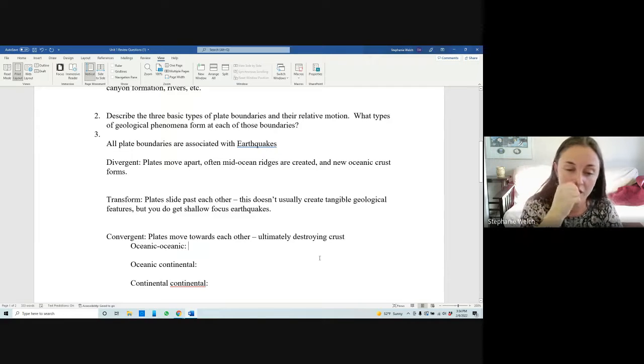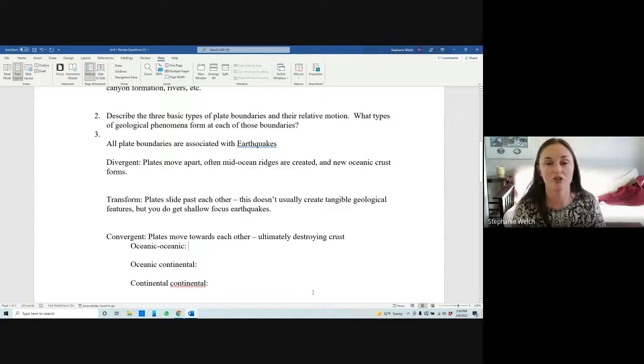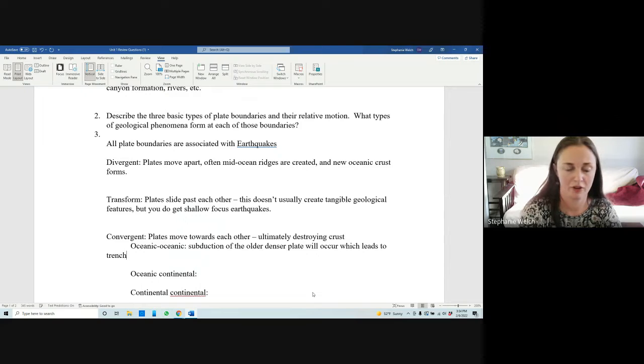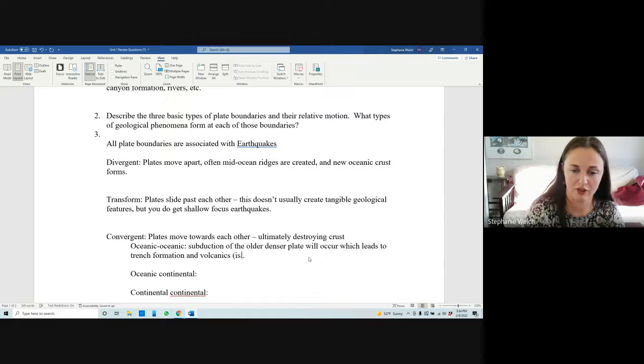So at oceanic and oceanic continental convergence, one of the two pieces of crust is always going to be older and denser, heavier essentially, and that's going to be subducted. So subduction of the older, denser plate will occur, which leads to trench formation and volcanics. Since this is all going on in the ocean, these volcanics are often island arc volcanoes.